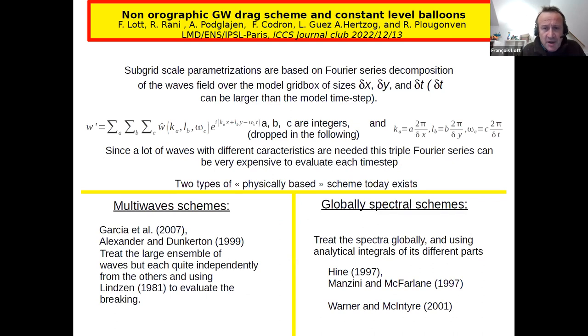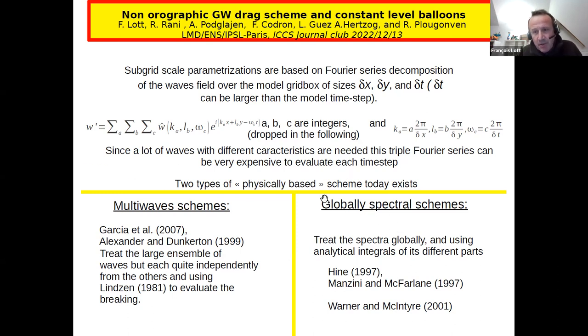So how are we going to parameterize gravity waves? The problem is written here. We have to sample a vertical velocity field by a huge number of wave numbers and frequencies, and it is extremely expensive to do. So the community has been designing two types of scheme.